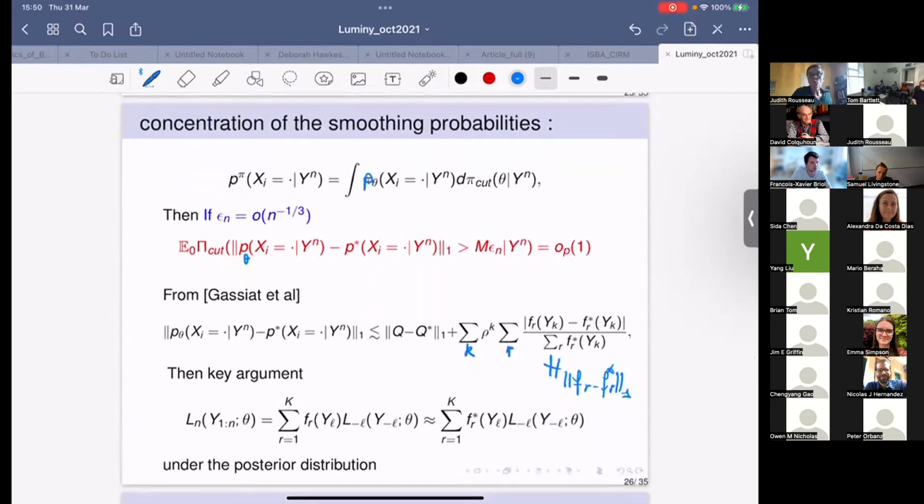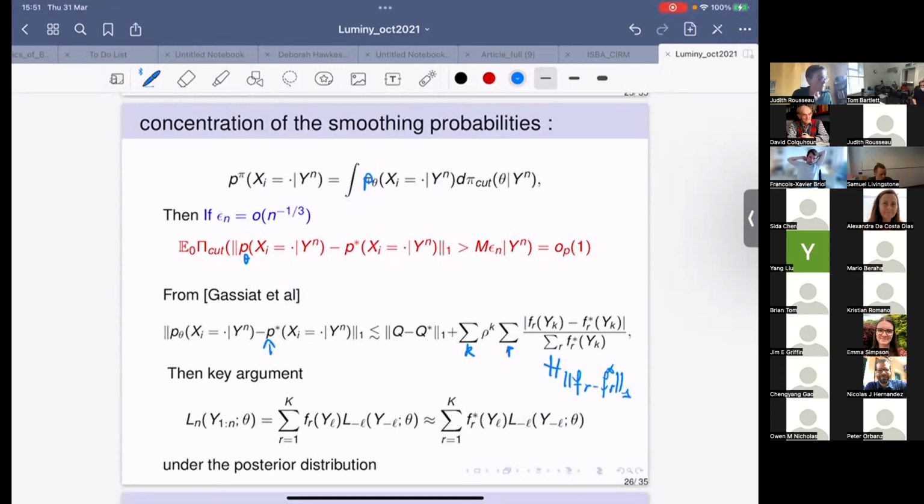You can also work a little harder and get contraction rates for smoothing. So what does it mean, contraction rate for smoothing? Of course, what you want to do is segmentation, but the segment is a random object, and so you cannot, with probability going to 1, recover a random object. So the best you can try to obtain is to estimate the correct smoothing probability, which is p star of x equals j given the data.